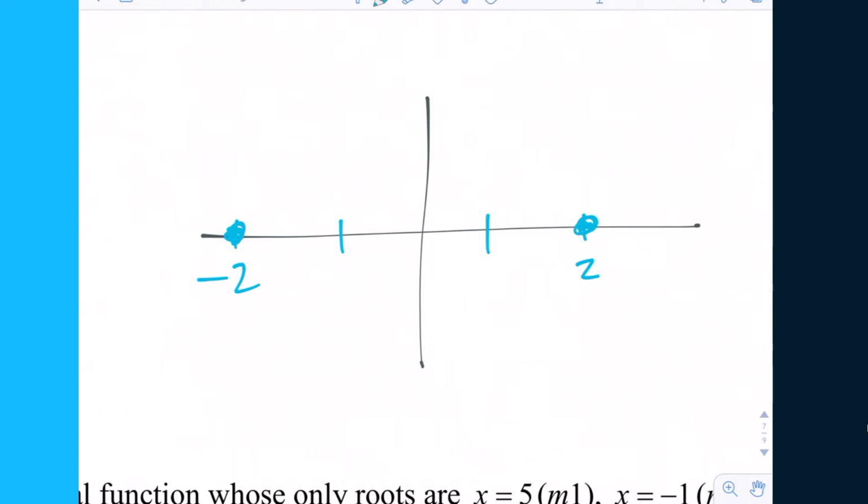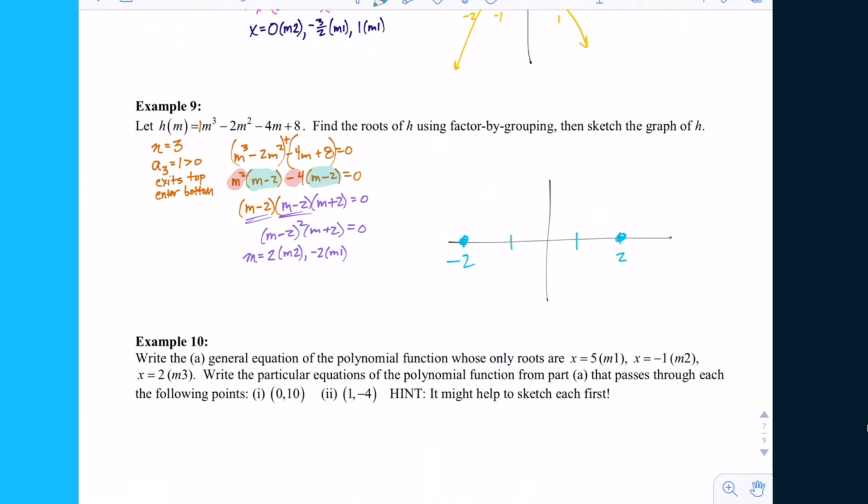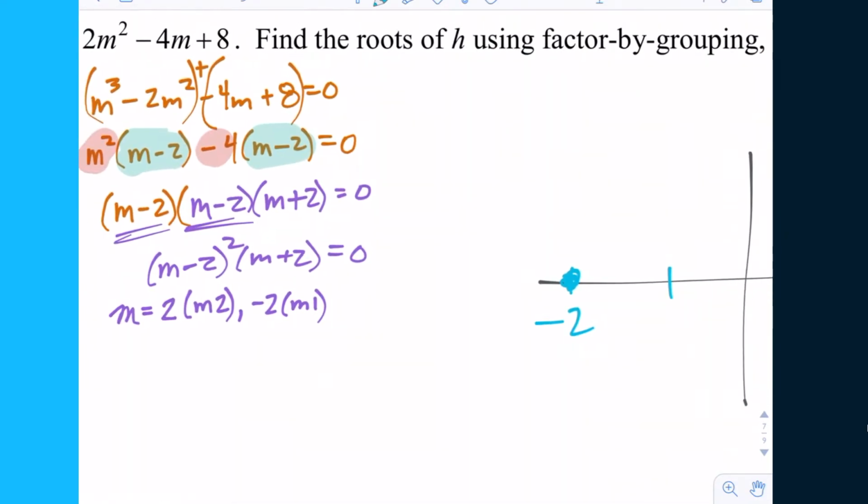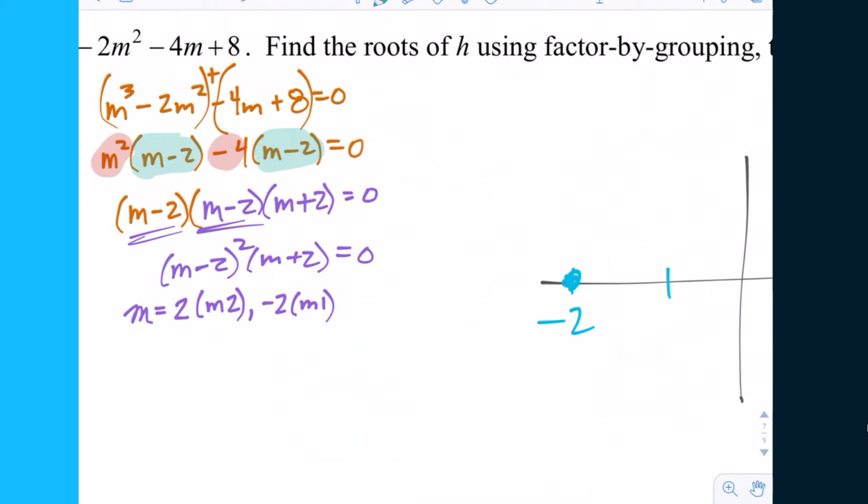Now what? Bless you. We come in from the left side doing what? From the bottom. And as I approach negative 2, I'm going to what? Cross, bounce, or wiggle? Cross. And then I'm going to bounce at the next one.